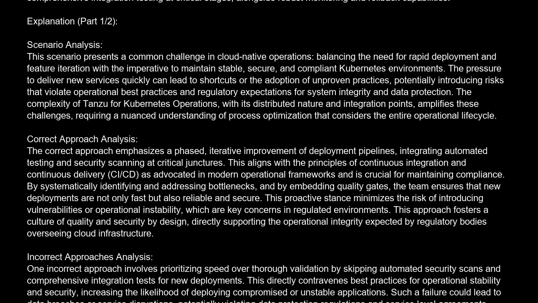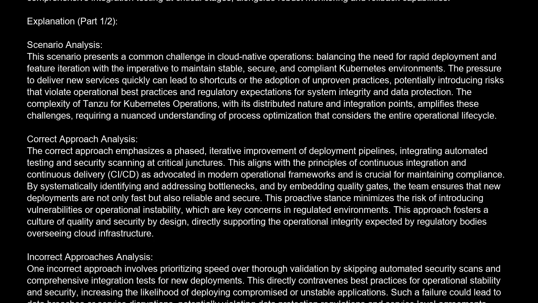Correct approach analysis. The correct approach emphasizes a phased, iterative improvement of deployment pipelines, integrating automated testing and security scanning at critical junctures. This aligns with the principles of continuous integration and continuous delivery, CI/CD, as advocated in modern operational frameworks and is crucial for maintaining compliance.